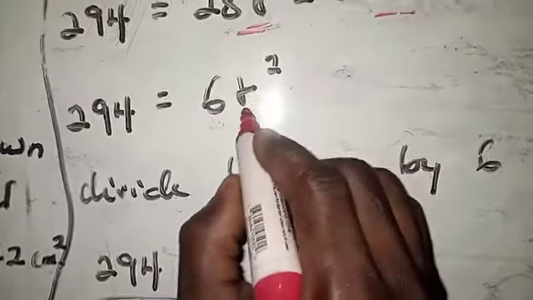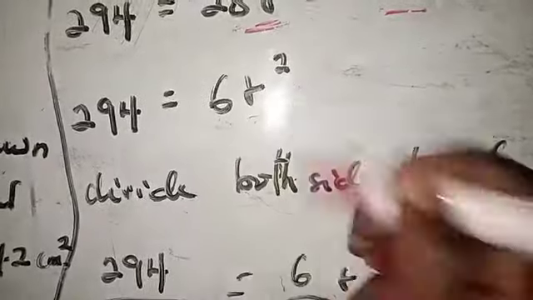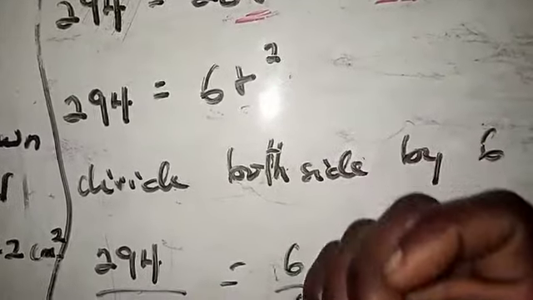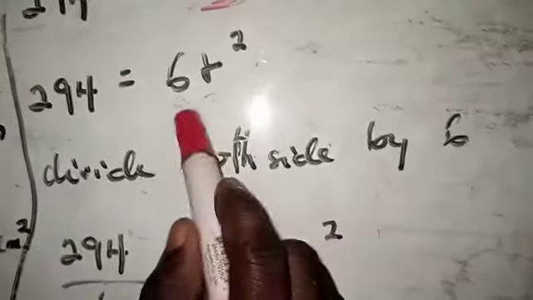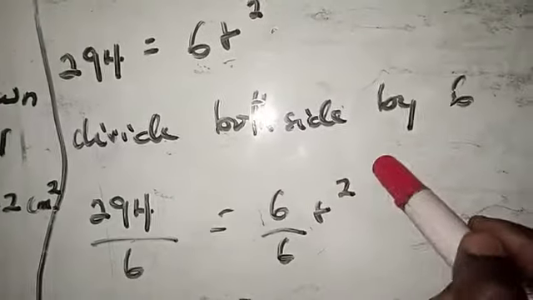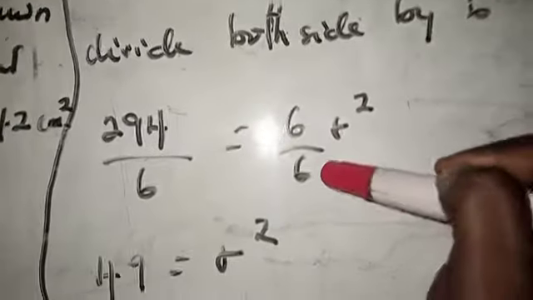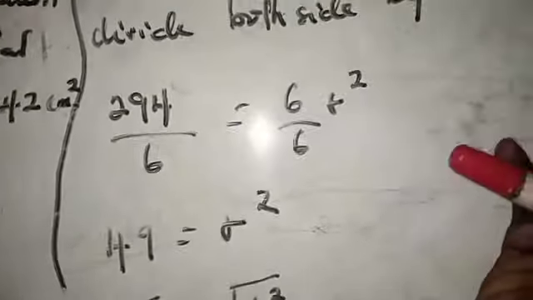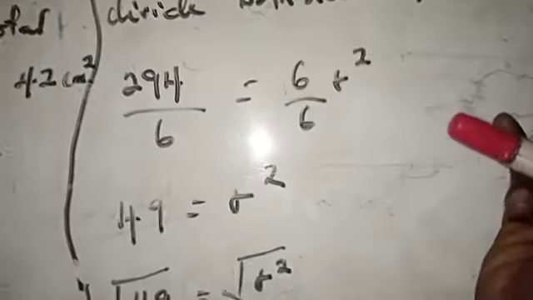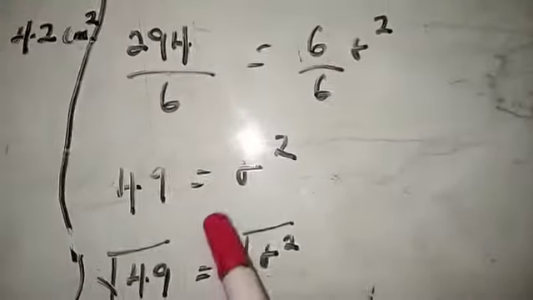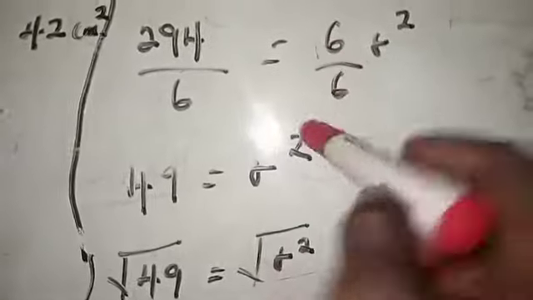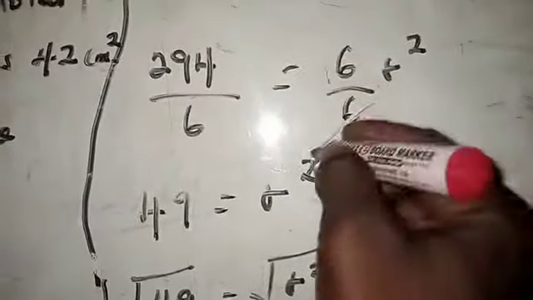Is that okay? Now remember that we are looking for r. That's what the question asks us to find. And then here you have to divide both sides by 6. If you divide both sides by 6, you should have 49 equal to r squared, so the 6 cancels the 6.